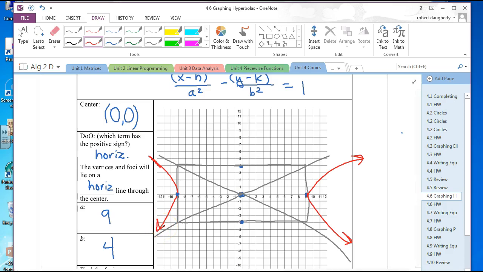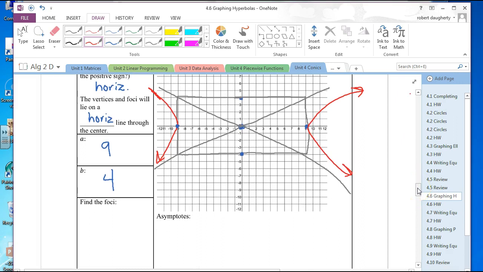Now, the other thing we need is to find the foci. So in order to do that, for the focal length, it's c squared. It's a little bit different than with the ellipse. This is c squared equals a squared plus b squared. You'll probably like working with this one better because there's not that minus sign and there's no absolute value. So in this case, c squared is going to be equal to 81 plus 16, which is what? 97. So c is equal to the square root of 97.